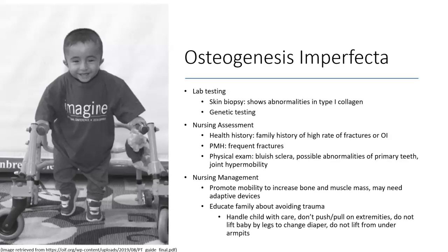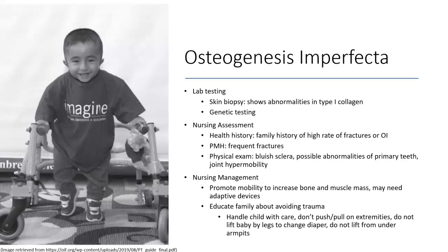For nursing management, we are promoting mobility for the patient. We want them to get up and to move around because we know this helps to increase their bone and their muscle mass, but they may need adaptive devices, such as the kiddo in the image on the left of your screen has an adaptive walker to help him ambulate.